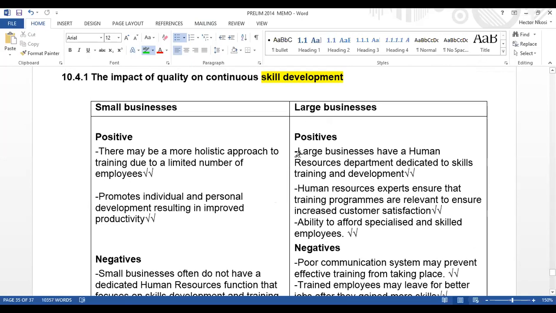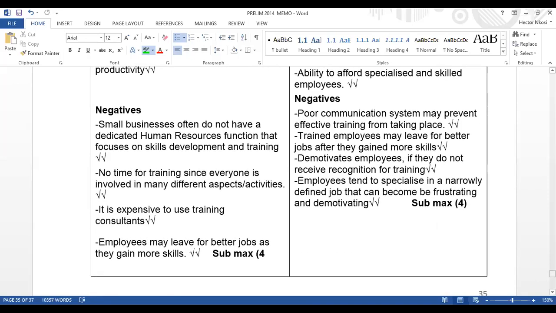Now let's look at large businesses when it comes to skills development. The positive is that large businesses have a human resources department dedicated to skills training and development. Human resources experts ensure that training programs are relevant to ensure increased customer satisfaction. Also, they have the ability to afford specialized and skilled employees, which is very important. Now, let's look at the negatives when it comes to skills development.